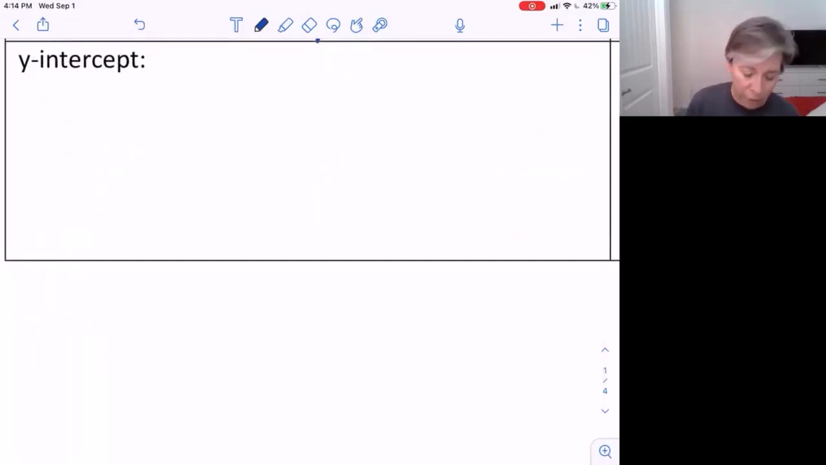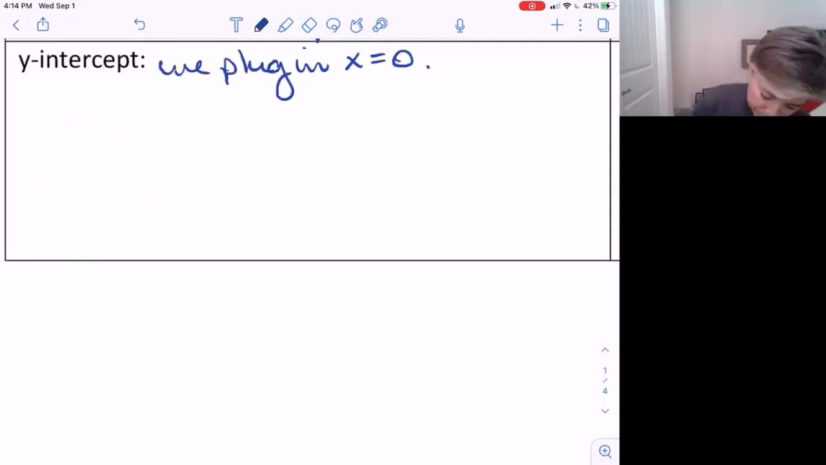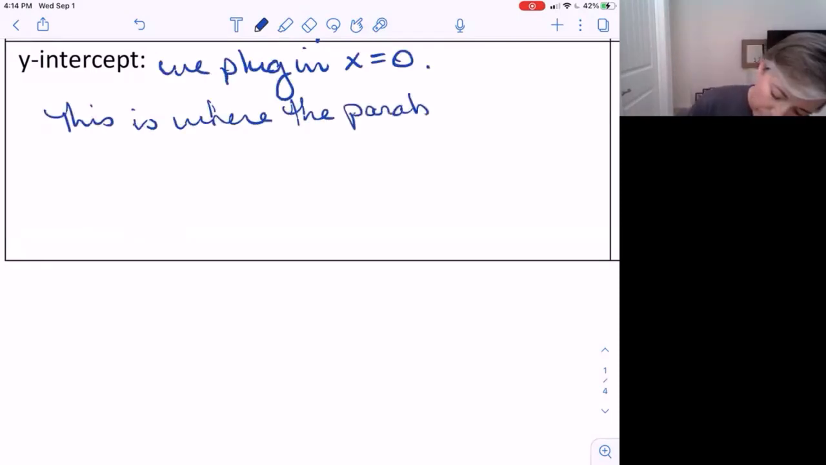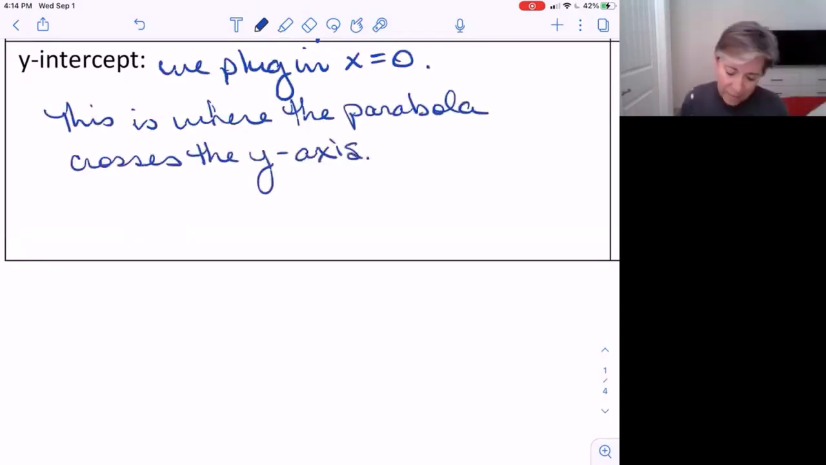For the y-intercept, we plug in x equals 0. This is where the parabola crosses the y-axis.